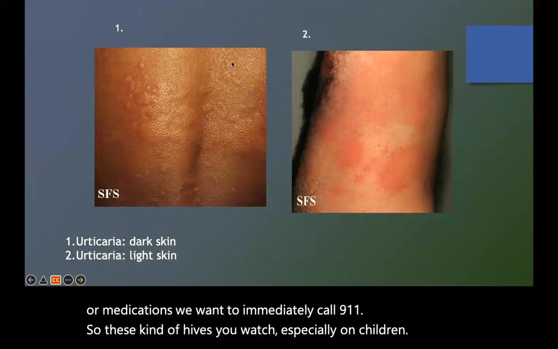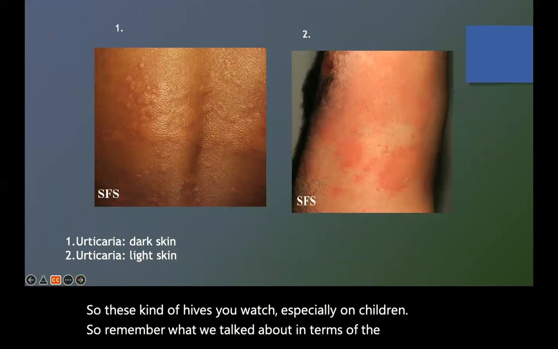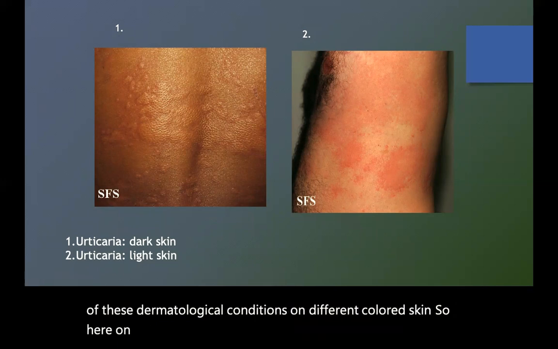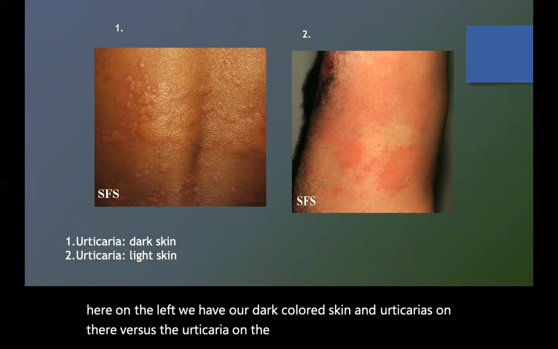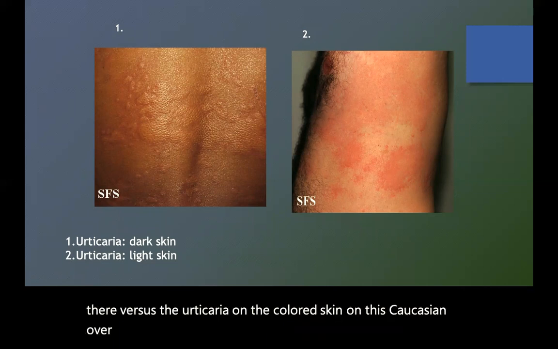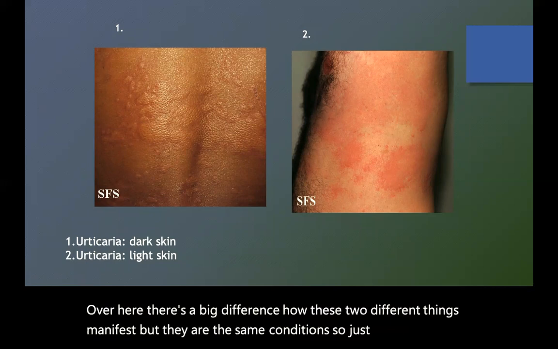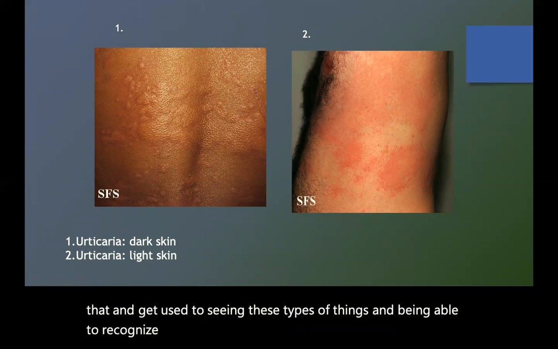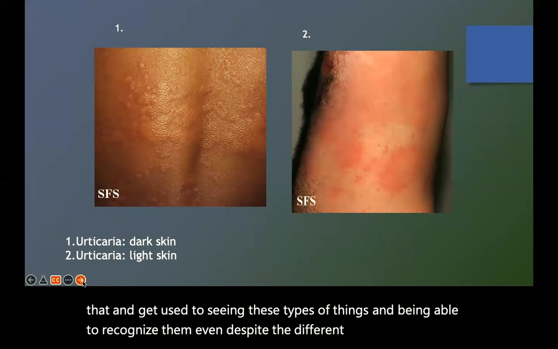So remember what we talked about in terms of the manifestation of these dermatological conditions on different colored skin. Here on the left, we have our dark colored skin with urticaria on it, versus the urticaria on the light colored skin on this Caucasian over here. There's a big difference in how these two manifest, but they are the same condition. So just be conscious of that and get used to seeing these types of things and being able to recognize them, even despite the different color of skin you're looking at.